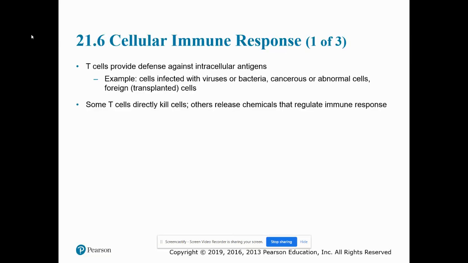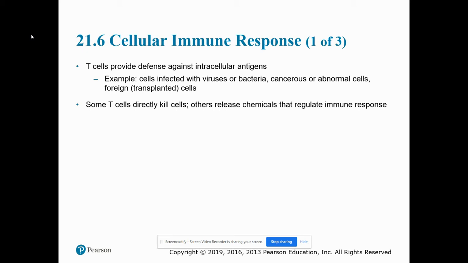Still on chapter 21. I know this is a long chapter. We have been talking about the adaptive defense system, and the adaptive defense system includes humoral immunity and cellular immunity. Cellular immunity is carried out by the T cells, and so we are going to focus on the cellular immune response for this particular talk.